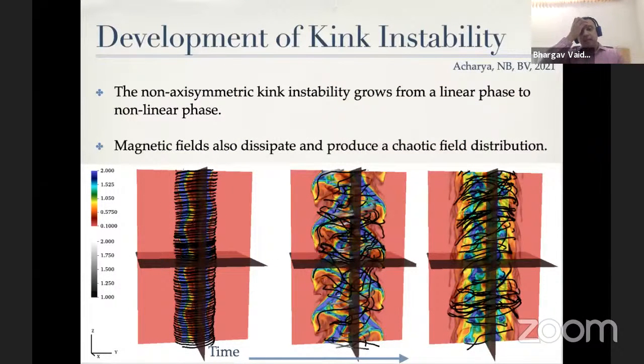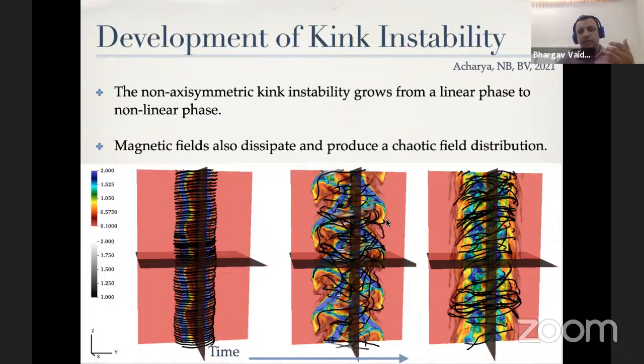Here is a time evolution of such a plasma column, where we have perturbed it with a kink-like perturbation. You can see how the jet is getting disturbed, and the initial helical magnetic field is going from an initial helical distribution to a much more chaotic distribution.